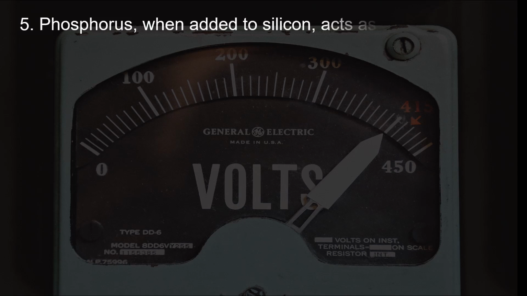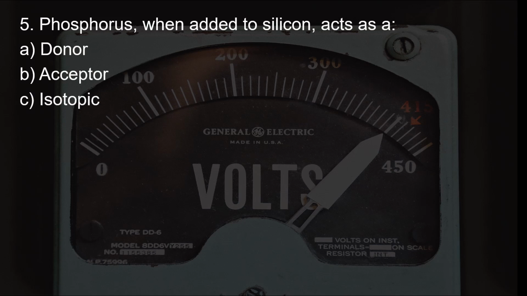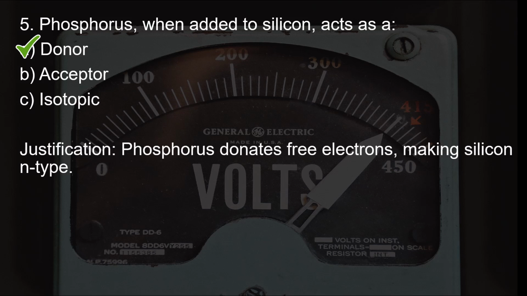Question 5. Phosphorus, when added to silicon, acts as A, donor, B, acceptor, C, isotopic. Justification: phosphorus donates free electrons, making silicon N-type.